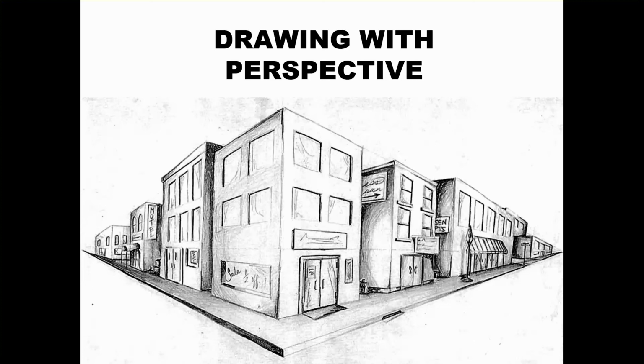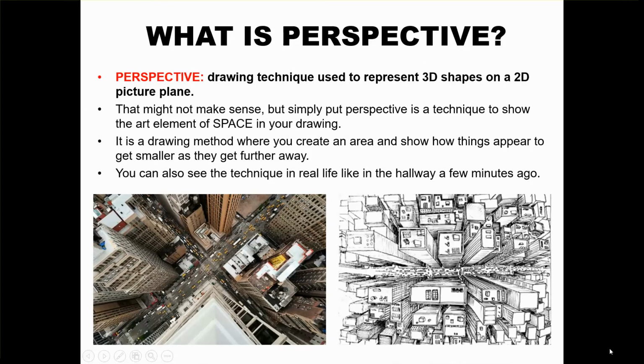So right away, the first term is going to be literally perspective. So what is it? Well, perspective is a drawing technique used to represent 3D shapes on a 2D picture plane. Again, perspective is a drawing technique used to represent 3D shapes on a 2D picture plane.